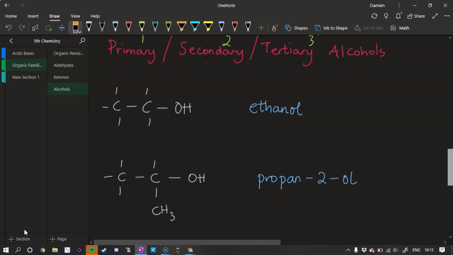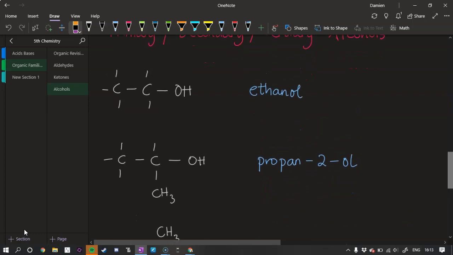So when you're looking at these, here's an example of the 3 types. So we'll start with the first one, and this is ethanol. And this is a primary alcohol. Now, what makes it a primary alcohol is how many carbons this carbon is bonded to. So this is the carbon that's bonded to the OH group. What you have to ask is, that carbon, how many carbons is that bonded to? That is only bonded to 1 carbon. Therefore, it's a primary alcohol.